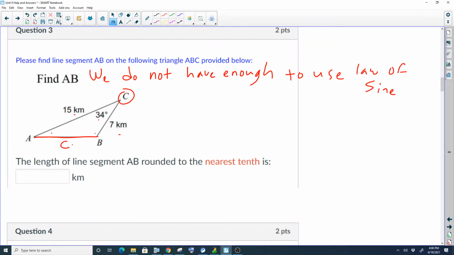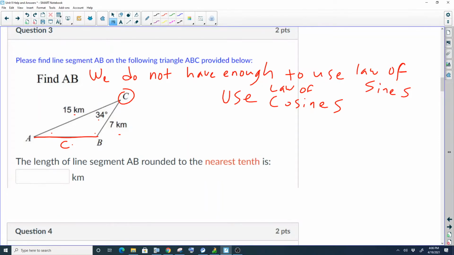But when we don't have enough information to use the law of sines, our fave, what could we use? The law of cosines. So we can go ahead and use the law of cosines.